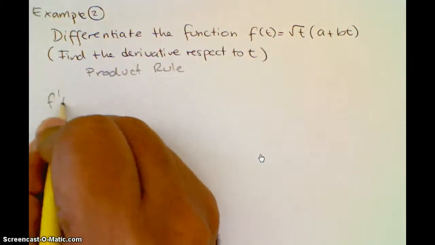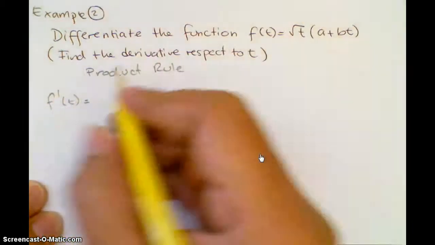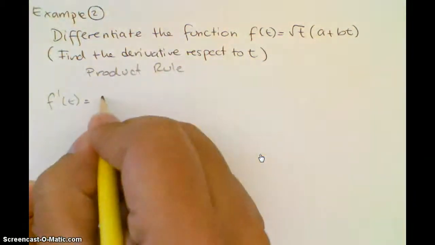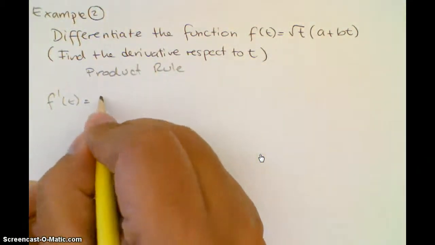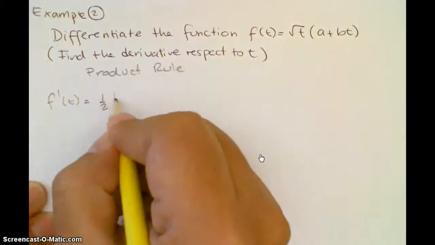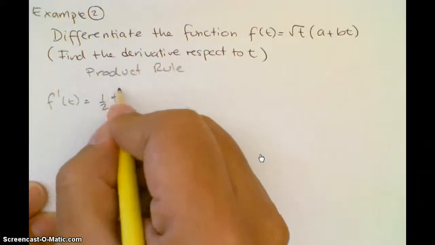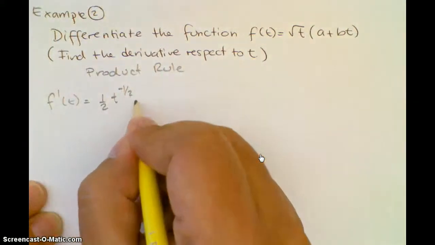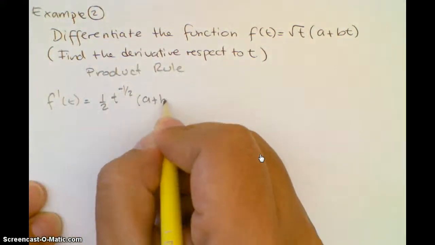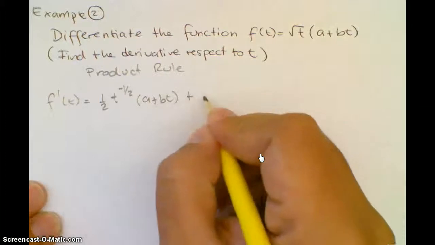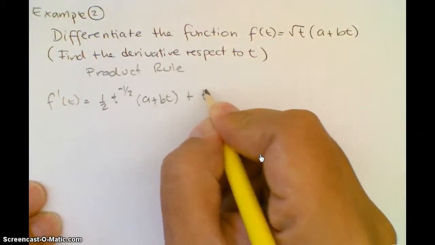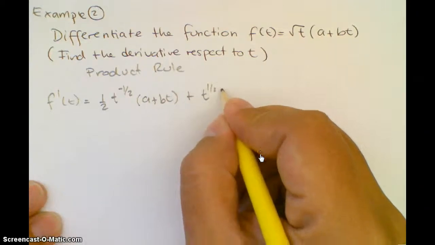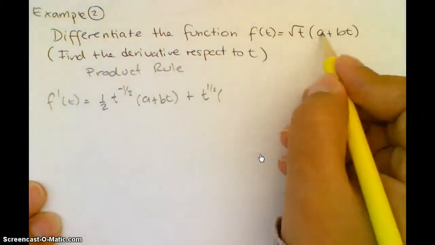So f prime of t would be the derivative of the first, which, remember, is t to the 1/2. So 1/2 becomes the new coefficient, and the new exponent is 1 less than that, so that would be negative 1/2, times the second one, plus the first one. Since I'm writing it as exponent, let me just write it as exponent, times the derivative of the second one, the derivative of a with respect to t.